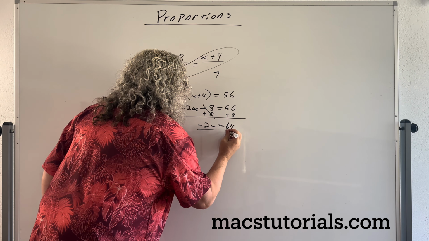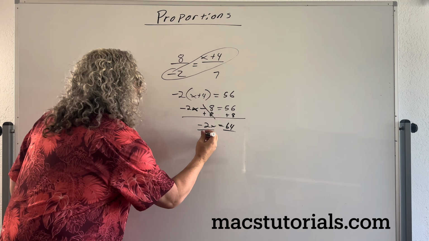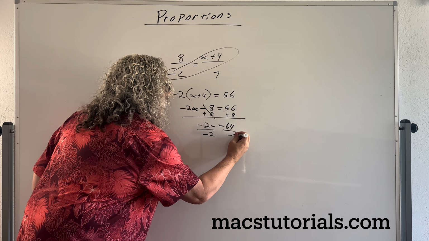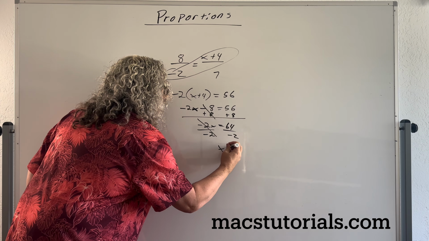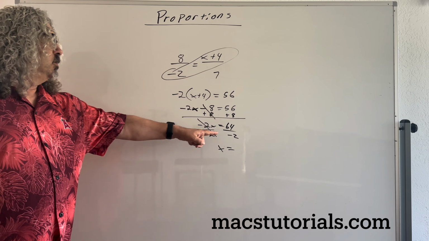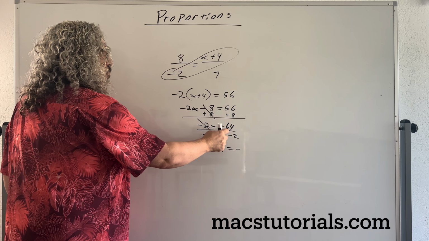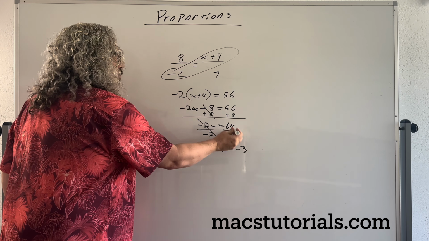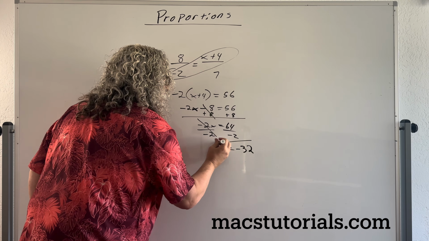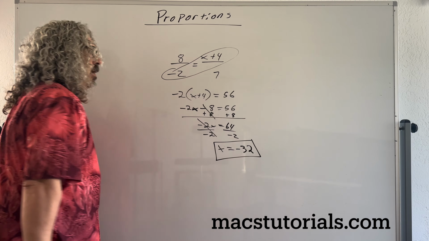And now I'm going to divide each side by what? By 2? No, by negative 2, because we have to keep that negative going. They go away, and we have x equals, well, the answer is negative, because it's positive divided by a negative. 2 goes into 6 3 times. 2 goes into 4 twice. And we have our answer.